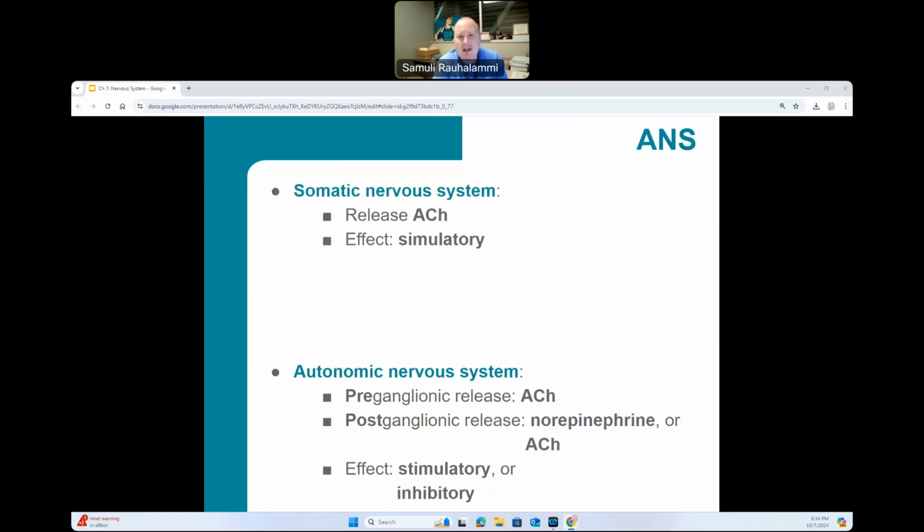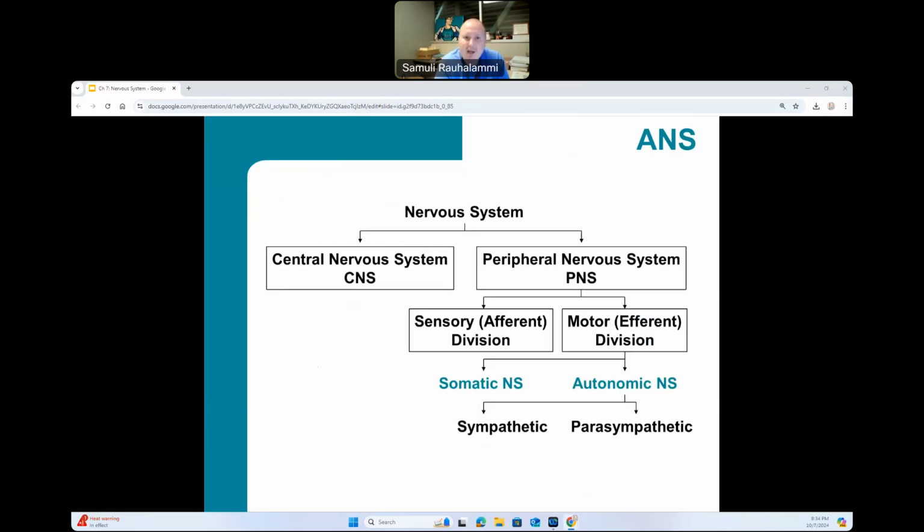I also wanted to spend a little bit of time talking about the fact that all somatic motor neurons release acetylcholine, which is typically abbreviated as ACh, and the effect of this is stimulatory. In the case of the autonomic nervous system, this is a little more complex. The preganglionic fibers release acetylcholine, while postganglionic fibers release norepinephrine or acetylcholine at the effectors. And the effect can be either stimulatory or inhibitory, depending on the type of receptor. For the sake of completeness, I should also mention that there is some overlap between the two.